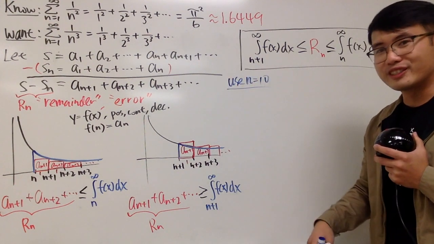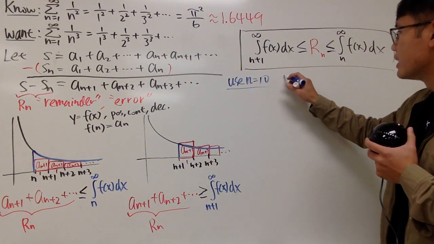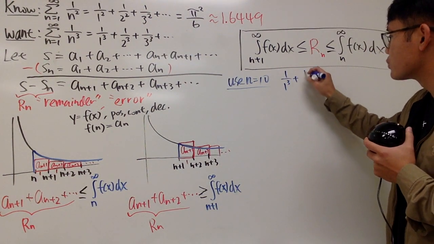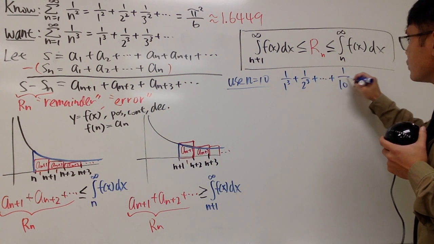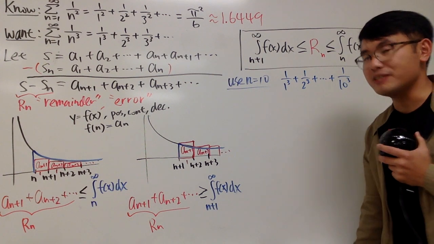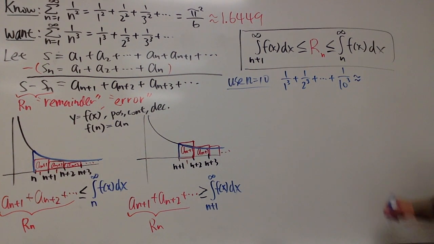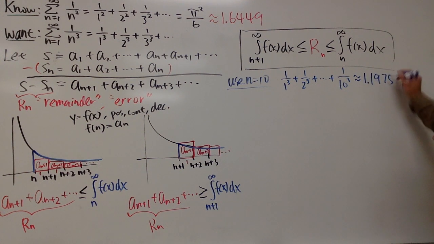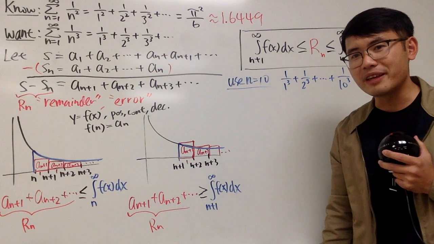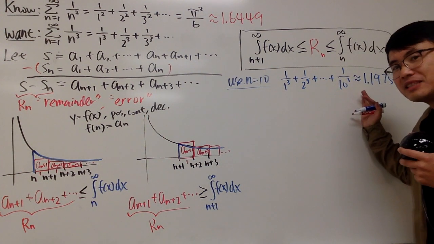The more the better, of course. When n is equal to 10, if you're talking about this, that means we are looking at 1 over 1 to the third power plus 1 over 2 to the third power plus dot dot dot up to 1 over 10 to the third power, isn't it? Yes, it is. This right here is approximately, well, I'll write it down for you, 1.1975. Of course, you can do this on your calculator or with Wolfram Alpha, up to you. So, this is pretty nice.